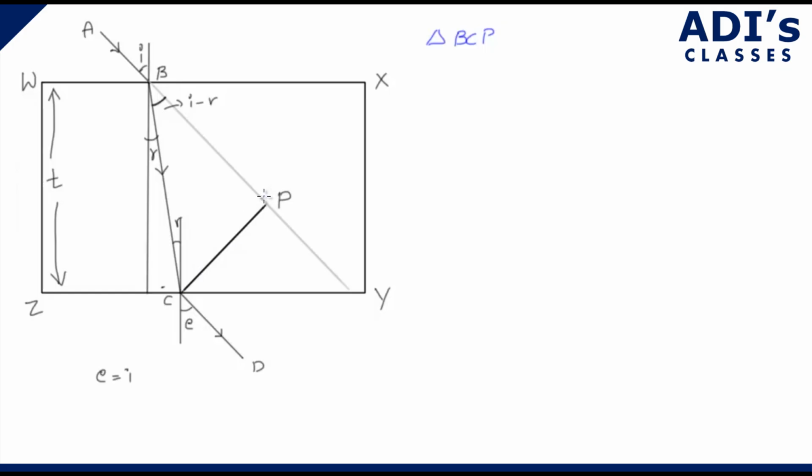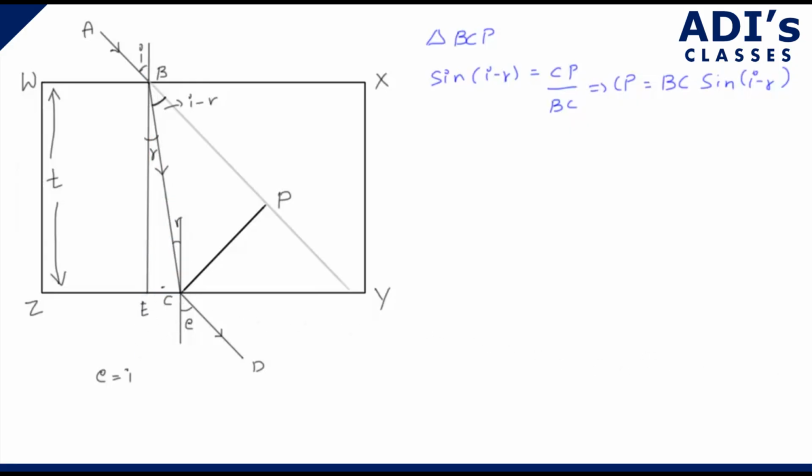Using trigonometry, we take sine of I minus R equal to CP divided by BC, right? What we need is CP, so we can write CP is equal to BC into sine of I minus R. Now BC is not known, so we need to calculate BC. To find BC, we'll consider another triangle. Let's say this is BC and let's call this point E.